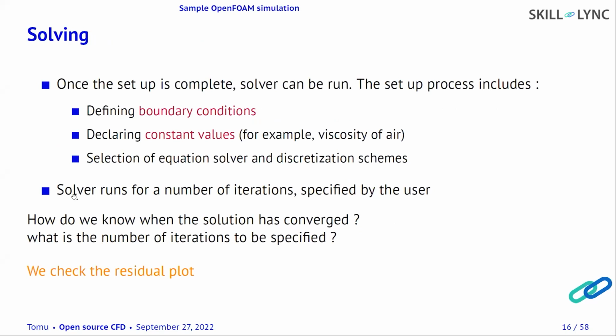Usually we will be running the simulation for a specified number of iterations. But how do we know when the solution has converged? How do we specify the number of iterations? That is given by the residual plot. Suppose we are giving 1000 iterations, then we will check the residual plot. If the solution is converged before 1000 iterations, we can stop the simulation.